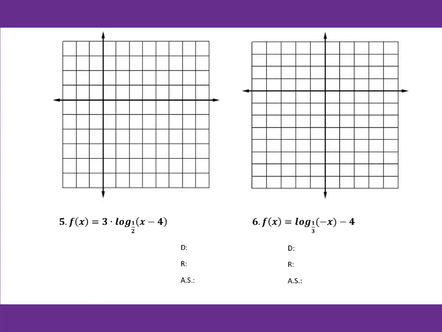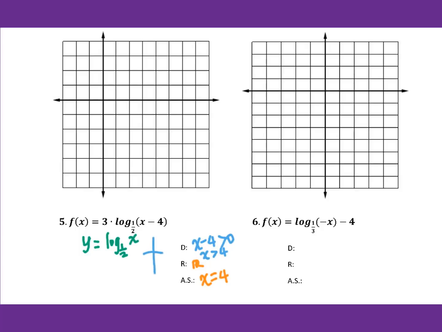Now for number 5, domain, I will set up x minus 4 greater than 0. So you get the x greater than 4. Range, that will be all real numbers. Your asymptote line will be x equal to 4. Parent function, you get the y equals log base of 1 over 2 of x.